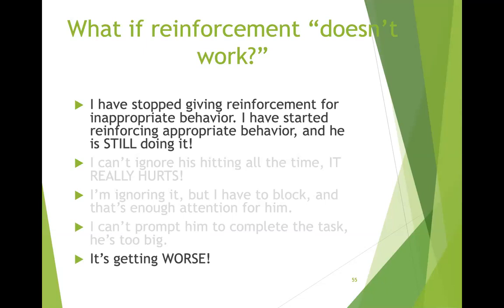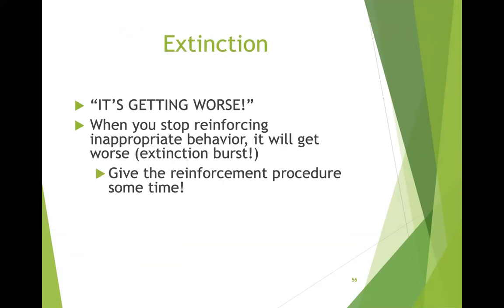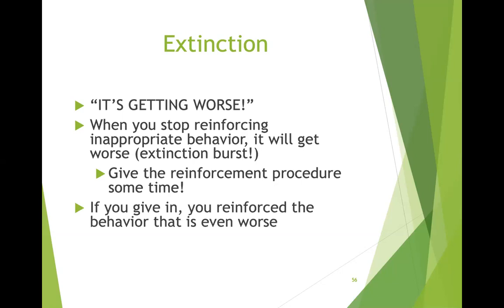So we are going to look at, I've stopped giving reinforcement for inappropriate behaviors, starting to reinforce appropriate, but it's still doing it and it's getting worse. This is referred to as extinction. So when you stop reinforcing inappropriate behavior, it can get worse, what we call an extinction burst, but we want to give the reinforcement procedure some time. If you give in, you reinforce the behavior, that is even worse. So for example, with a Coke machine, we're going to look at this example and another example of head hitting in order to get a toy.